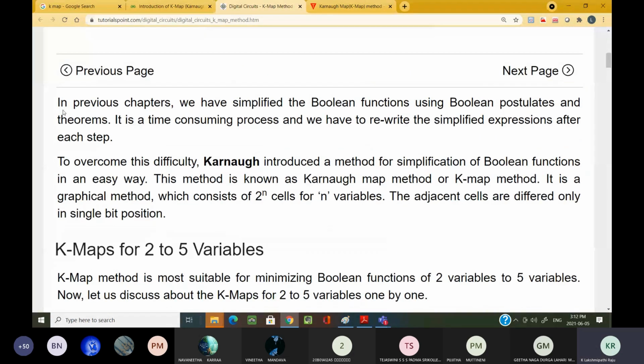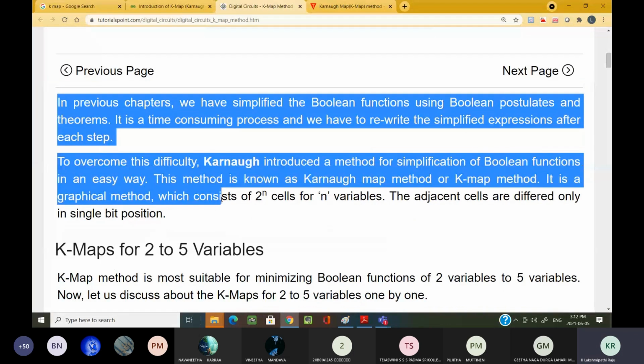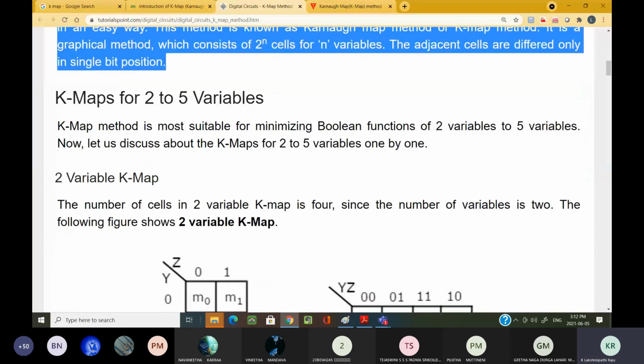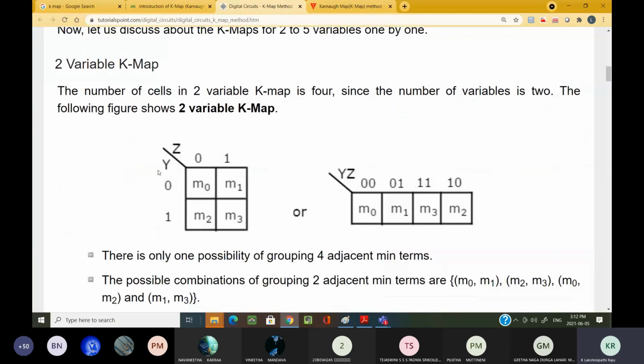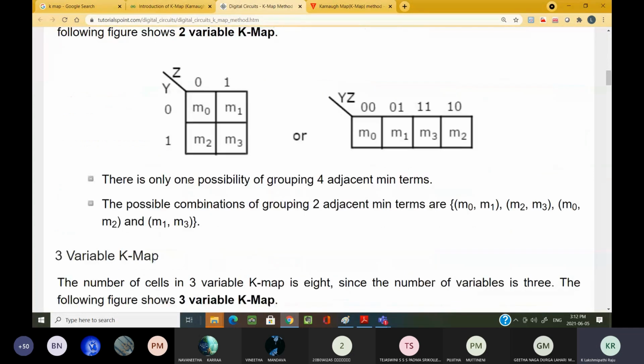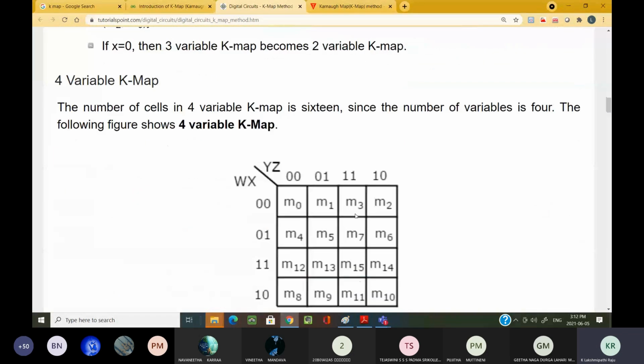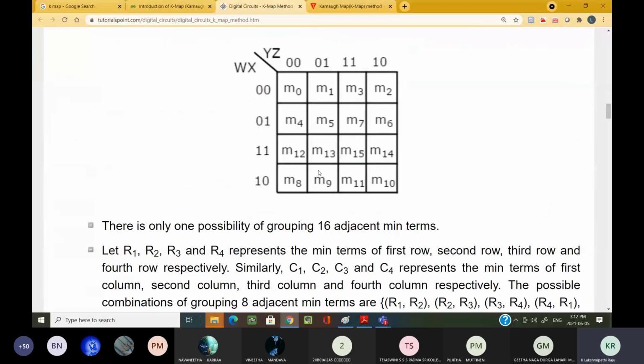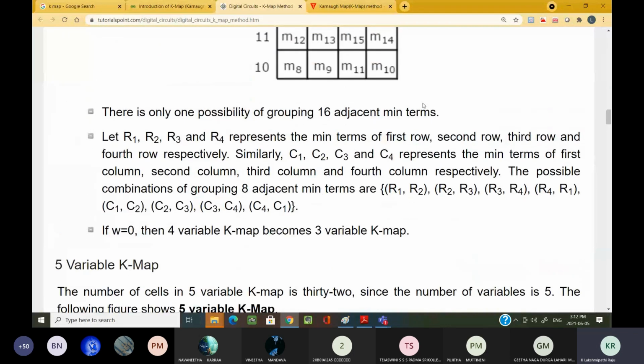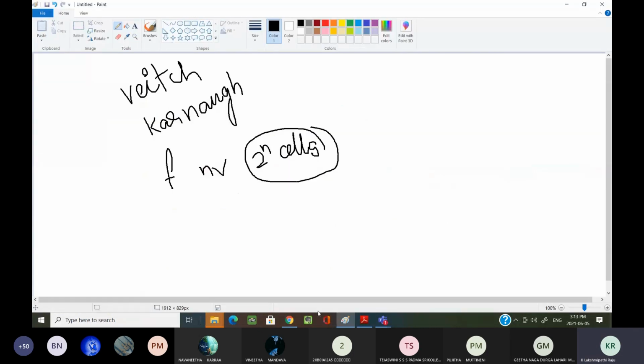Now, this is some introduction regarding the K-map. These are the K-maps. These are the 2 variable K-maps, this is one 3 variable K-map, and this is one 4 variable K-map method. Now, see here.